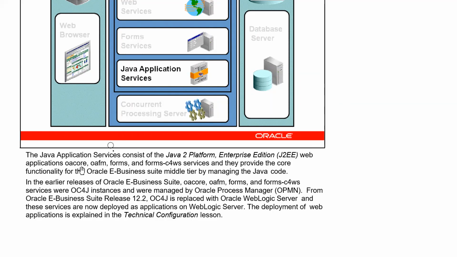So OA core 1 is there on the same machine. You can add another OA core, which I'll be covering. We can add another OAFM. We can add another OA forms. So if you have good memory in your system, you can absolutely add new OA cores.